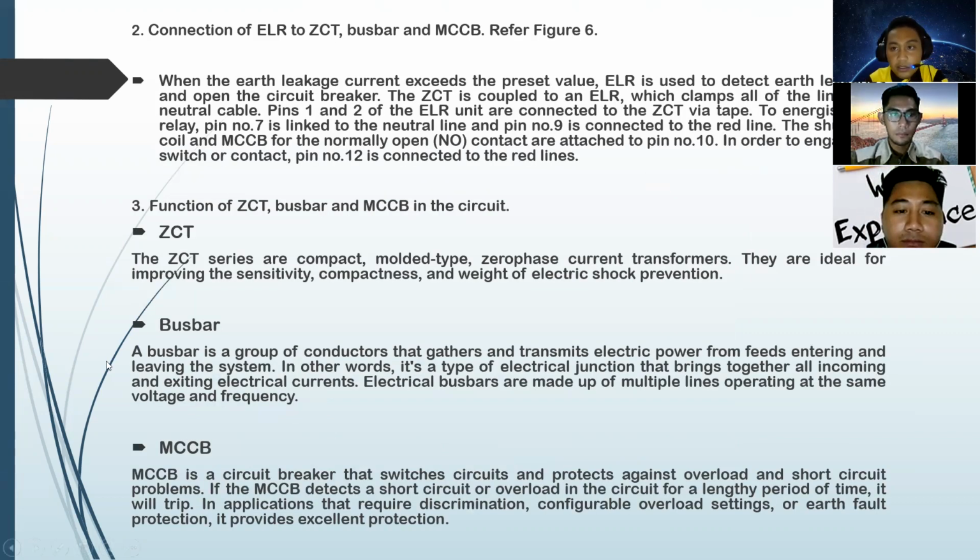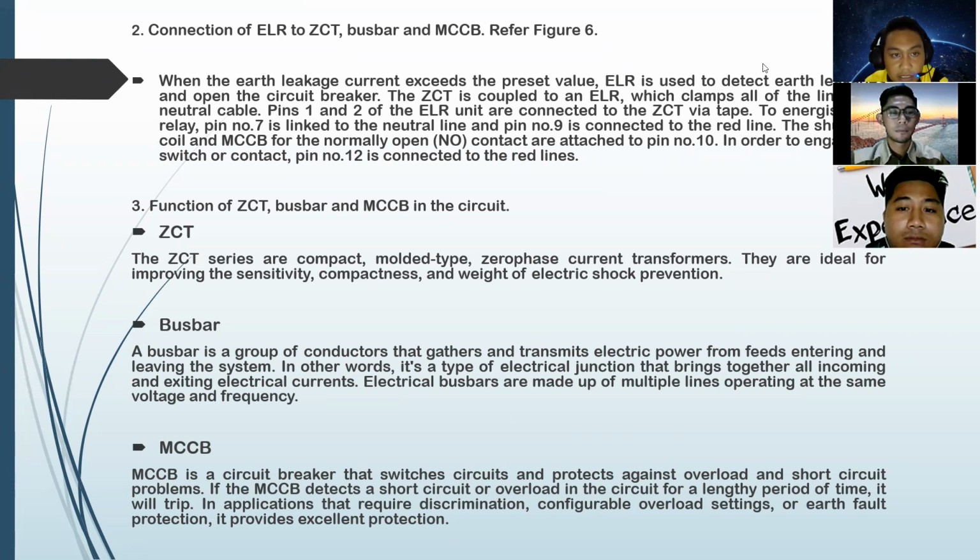So next, the connection of ELR to ZCT, busbar, and MCCB can be referred to in Figure 6. So the explanation: when the earth leakage current exceeds the preset value, the ELR is used to detect earth leakage and open the circuit breaker. The ZCT is coupled to an ELR, which clamps all the lines and neutral cable. Pins 1 and 2 of the ELR are connected to the ZCT via tape to energize the relay.